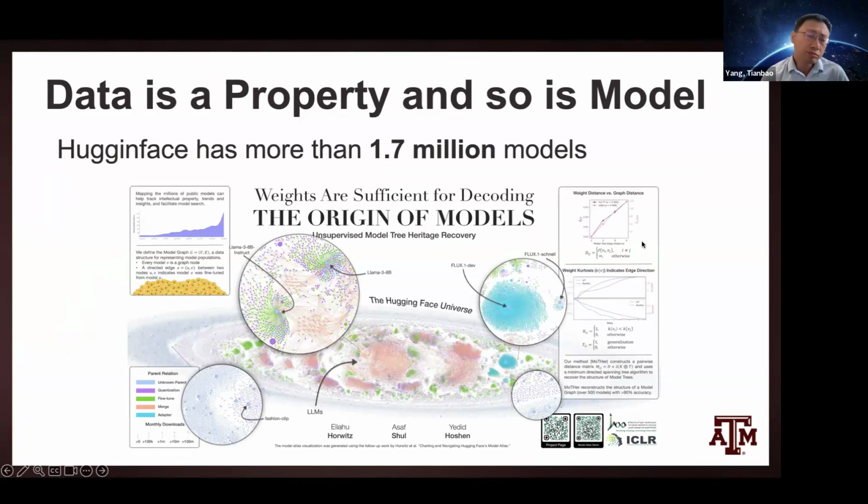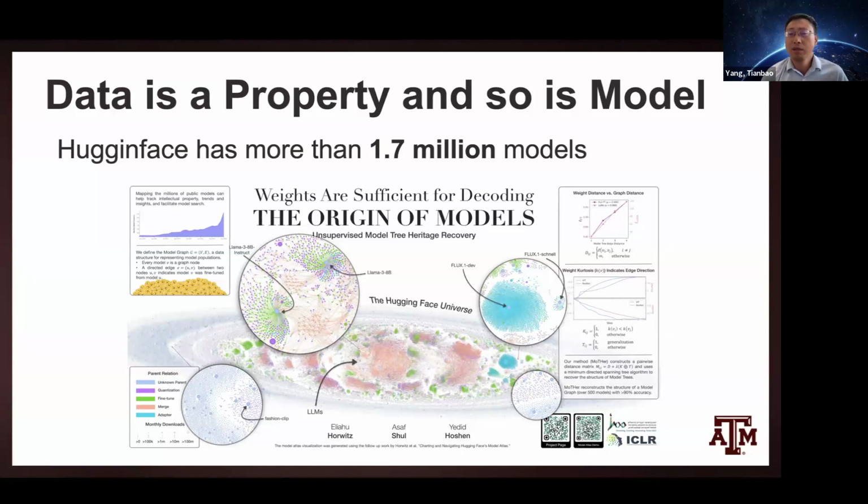All right. So you may think about the data as property, right? Companies train the models, but they never release the data because data is property. But many companies also release the models. I mean DeepSeek, Meta, Llama, and actually on Hugging Face, there are more than 1.7 billion models. There's a universe, right? A model universe in the Hugging Face. So I want to give this argument that a model is also property.